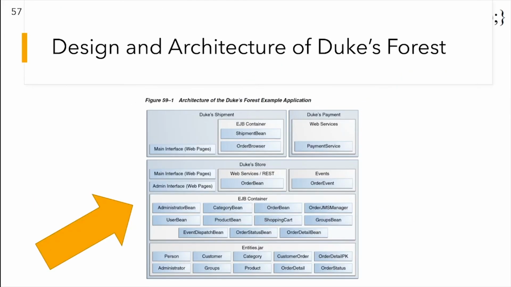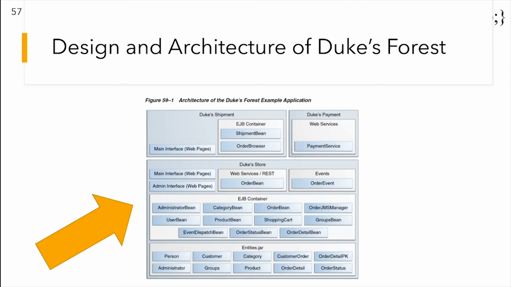Now, the design and architecture of the Duke's Forest example is pretty complex, consisting of 3 main projects and 3 sub-projects. The figure here shows the architecture of the 3 main projects that you will deploy: the Duke Store, the Duke Shipment, and the Duke's Payment. It also shows how Duke Store makes use of the Events and Entities projects.